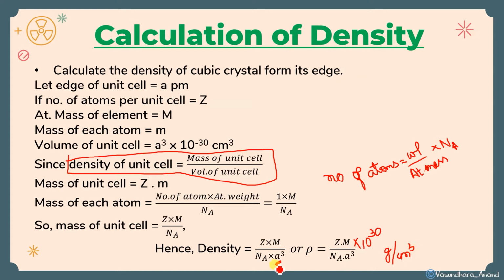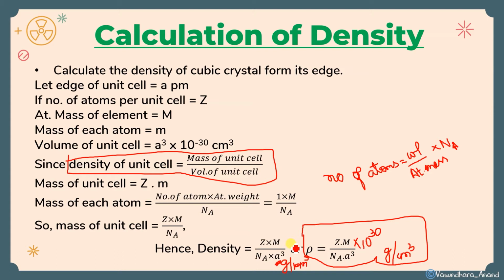But if you keep gram per picometer, this is gram per picometer cube. This is the formula. Got it? समझ में आ गई बात? Any doubt in this? So this is the formula for gram per centimeter cube, and if it is in picometer, you can directly write a cube. So that is the formula for finding density.